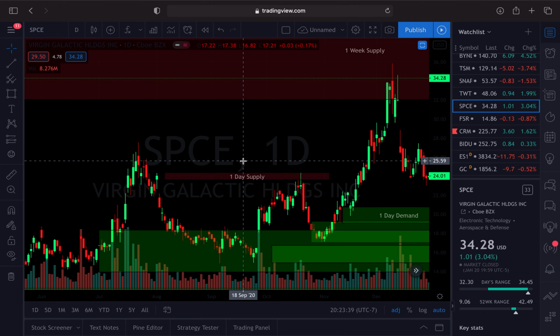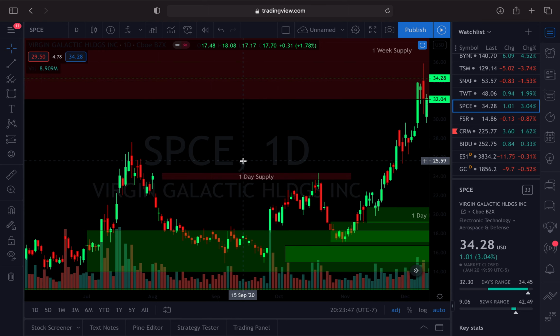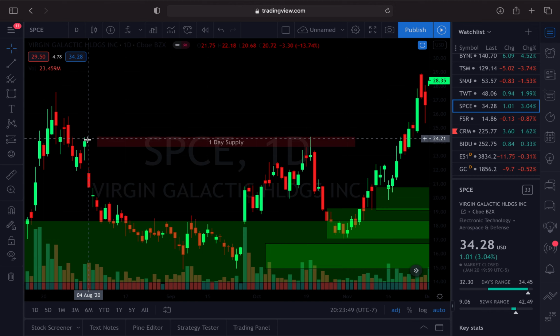Yep. So this supply zone doesn't exist anymore, but this is an example for y'all of another reverse. Like this is just normal. It just happens all the time. This is a perfect supply zone. We have a green basing candle followed by an exaggerated move to the downside, a big red candle, and this is another supply zone right here that got broken through.